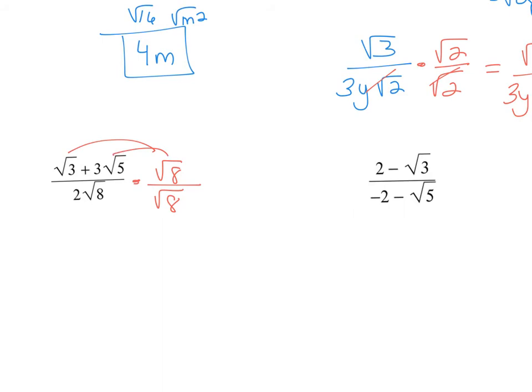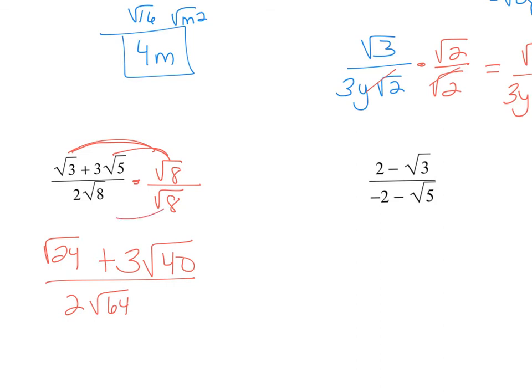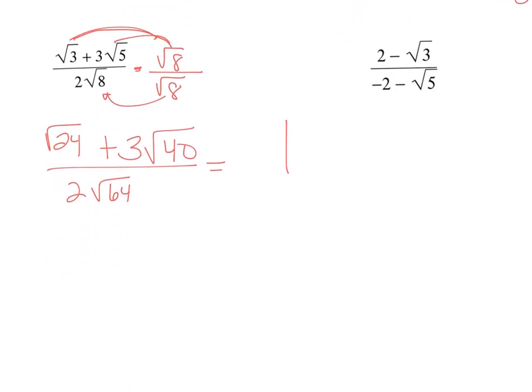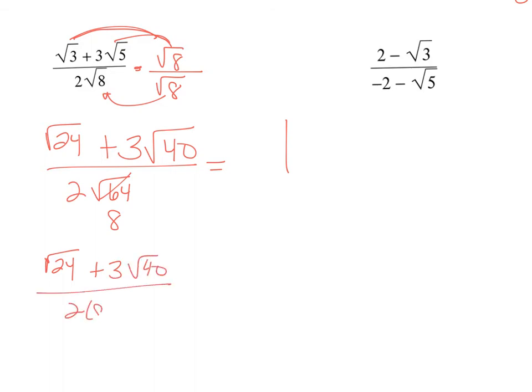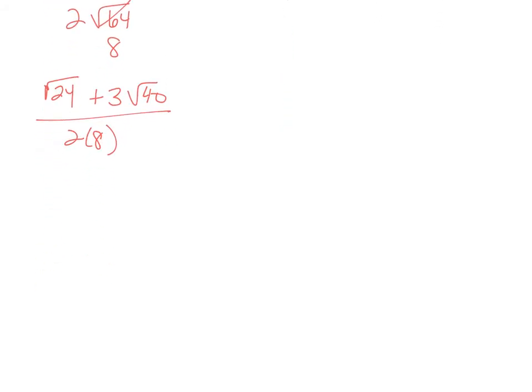So I'll end up getting radical 8 times 3 is a radical 24 plus 3 radical 40. And then 2 times radical 64, because that multiplies here. Again, you can realize right away that a radical 8 times a radical 8 is just itself, so I can simply cancel this out and write an 8. So I have radical 24 plus 3 radical 40 all over 2 times 8. The only thing I need to do at this point is simplify. So let's simplify this answer.